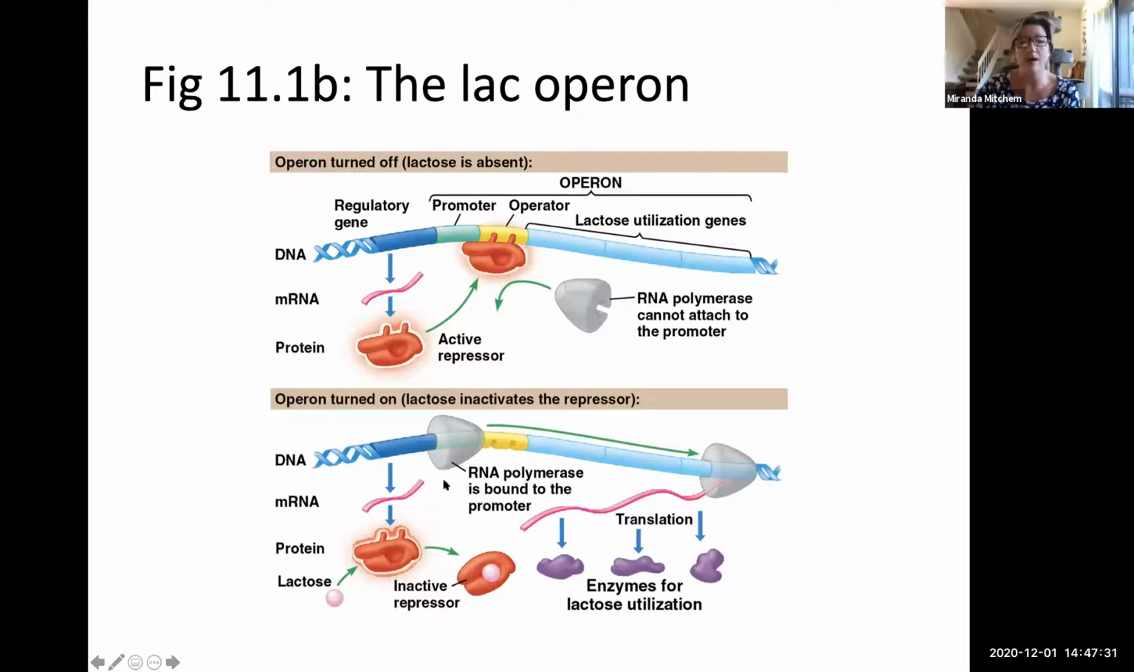Consequently, RNA polymerase does correctly bind to the promoter region, and then it can move through and produce the messenger RNA that is associated with the three enzymes that are utilized for processing lactose. So lactose has to be present in the system in order for the operator to become on. There's no point in producing these lactose utilization proteins if there's no lactose in the environment.